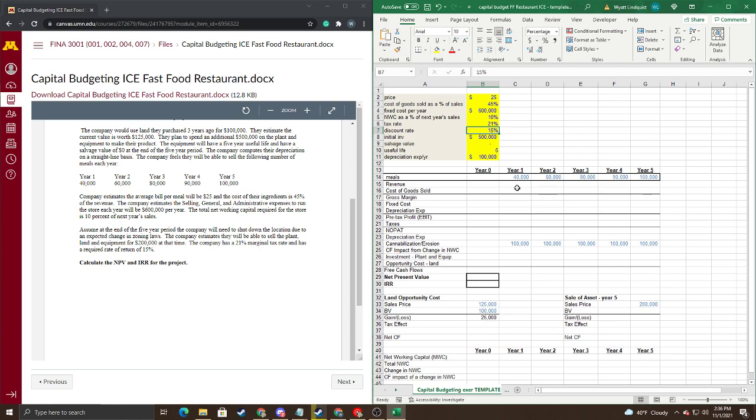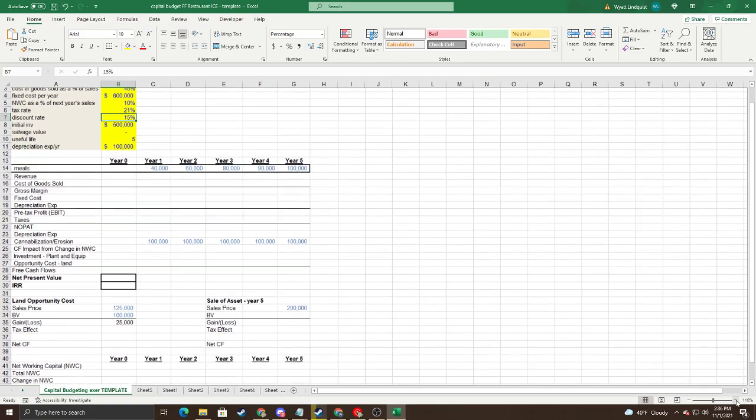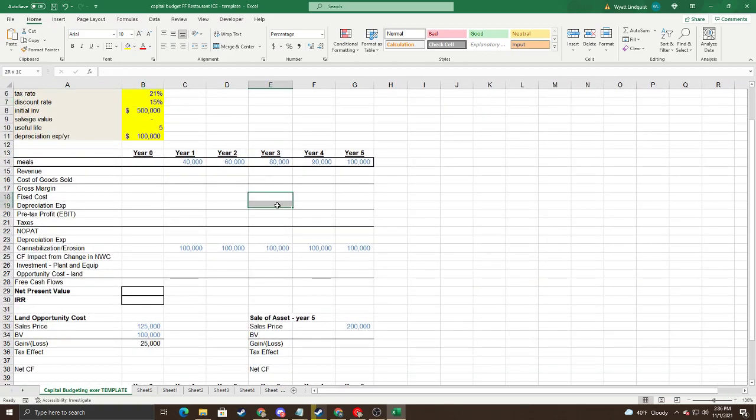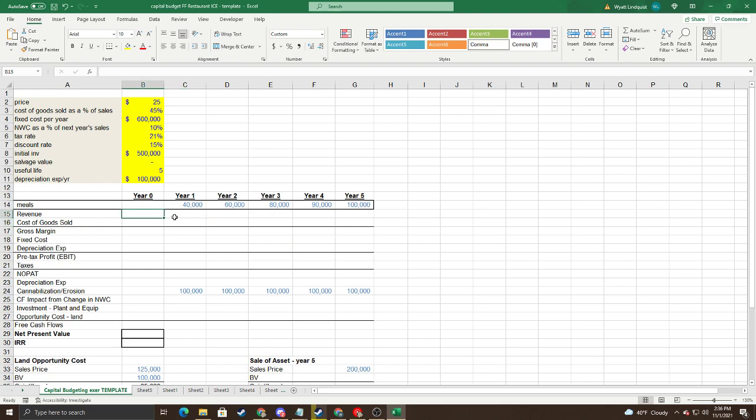So now we have everything that we need to get started pulled from here, and I'll just make this full screen now and zoom in a little bit more, so hopefully it's a little easier to see. We're going to start off by computing our revenue. Our revenue will always just be the number of meals sold multiplied by the price, and we're going to hit F4 to make the price stay in the same spot so that it always references B2. We're going to pull that across, and now our revenue for each year is being automatically calculated.